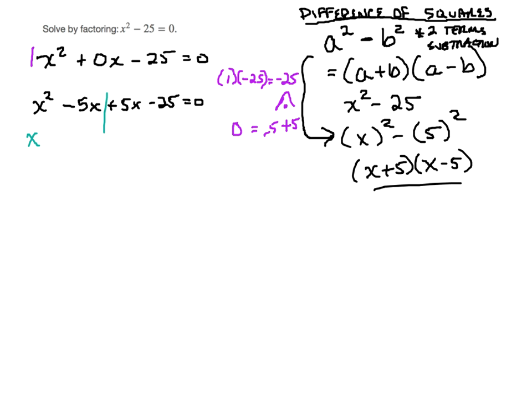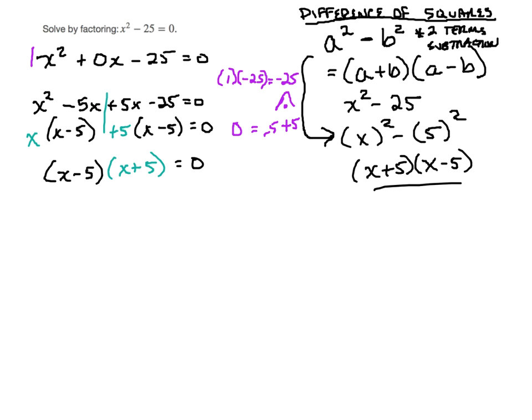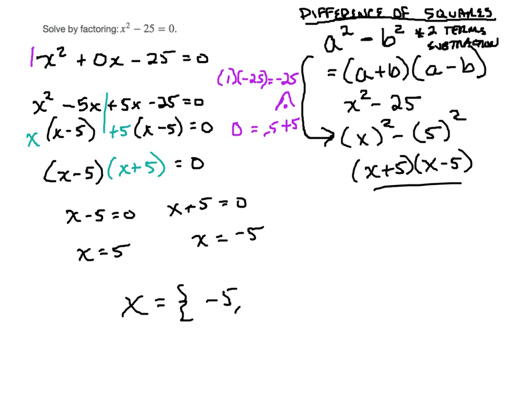Factor by grouping, split them down, GCF, pull an x out. I'm left with an x minus 5. Other side, I'm going to pull a positive 5 out. And I'm left with x minus 5. GCF is x minus 5. Left over is x plus 5, and that's equaling 0. So I have x minus 5 equals 0, x plus 5 equals 0. So here x is 5 or x is negative 5. And I would have gotten the same thing if I had done difference of squares.